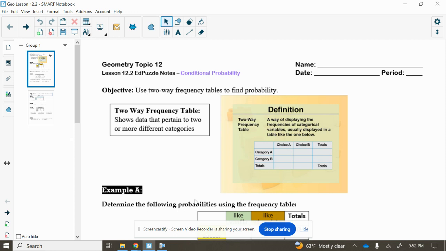Everyone, and welcome to lesson 12.2. Today, we are going to talk about conditional probability.